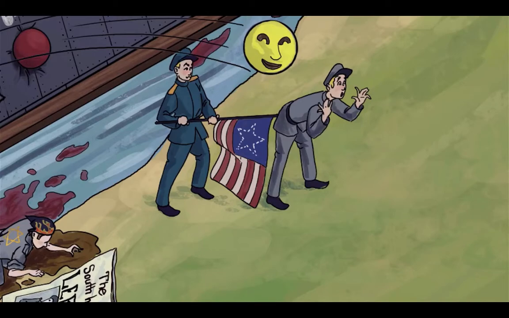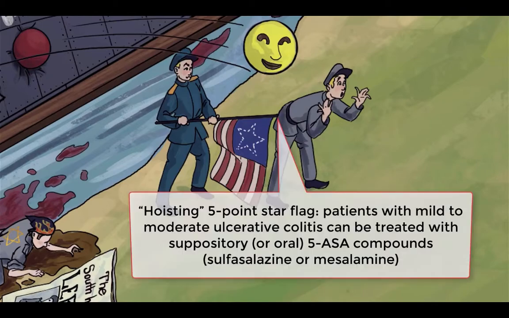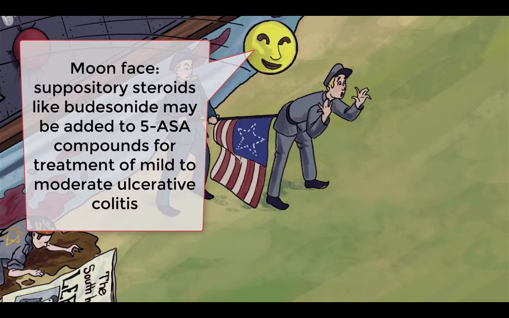But come on, man, you can't just do that with a flag. Just wrong. Yikes. Let this five-pointed star's southern placement remind you that treatment of UC often involves suppository 5-ASA compounds like sulfasalazine or mesalamine. If 5-ASA compounds aren't enough, steroids can be given as well, such as budesonide or prednisone.